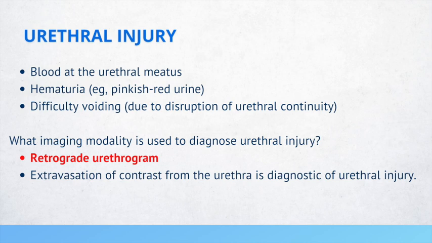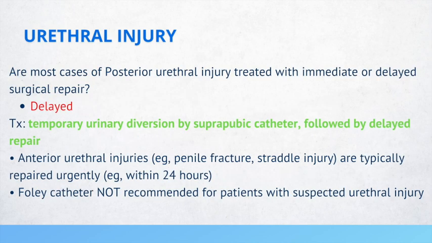Are most cases of posterior urethral injury treated with immediate or delayed surgical repair? And the answer is delayed surgical repair. So basically for these patients, you want to do a temporary urinary diversion by a suprapubic catheter, followed by delayed repair. Anterior urethral injuries, for example, from straddle injuries or penile fractures, are typically repaired urgently, like within 24 hours. Foley catheters are not recommended for patients with suspected urethral injury.